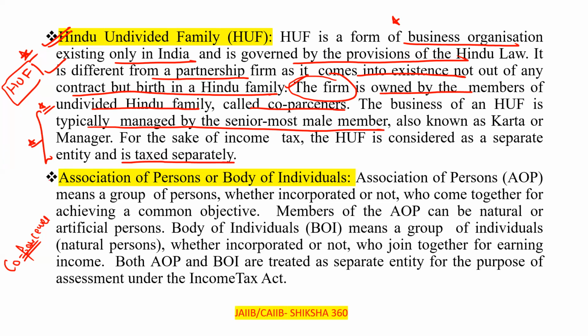Now the next point: association of persons or body of individuals. An association of persons means a group of persons, whether incorporated or not, who come together for achieving a common objective. Whether they are registered or not, there is nothing regarding that, but they come together for a common objective. The members of the association of persons can be natural or artificial persons.